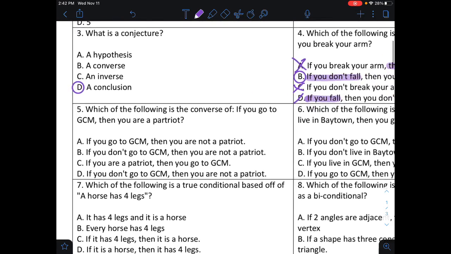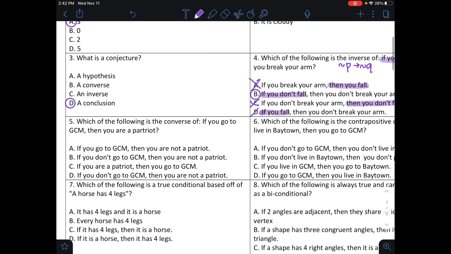Which of the following is the converse? Don't forget, converse is when you switch Q and P. So P is going to be if you go to GCM. So going to GCM is P. That is the hypothesis, aka P. And then Patriot is going to be your Q.